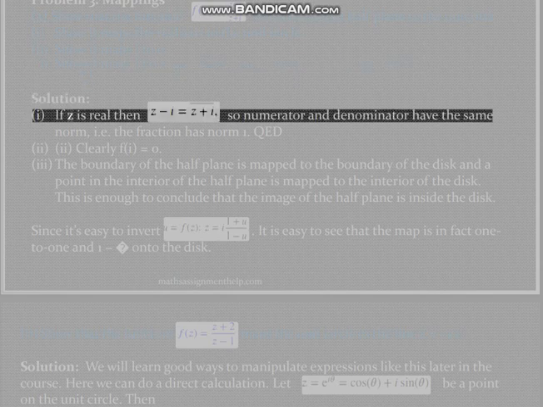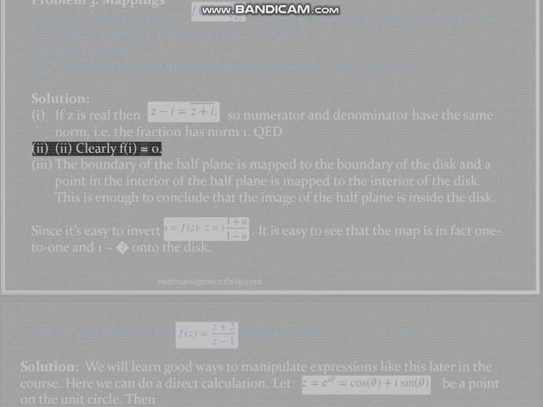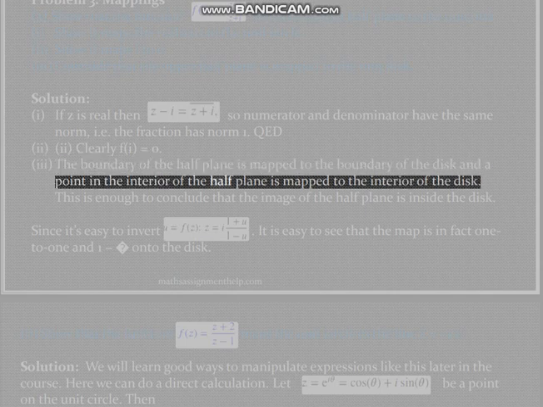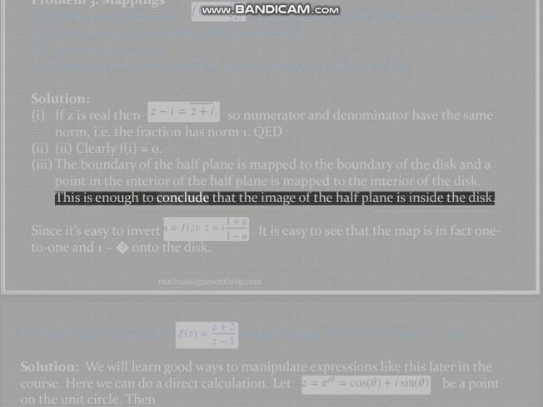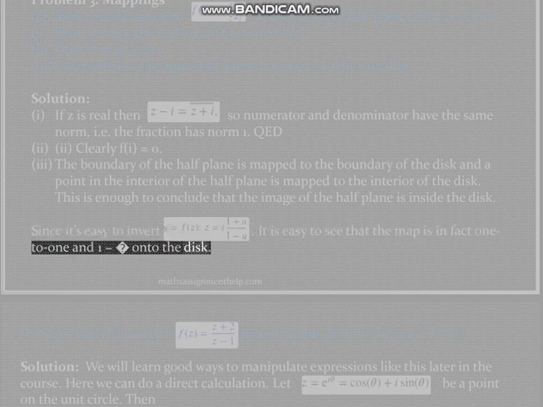Solution. 1. If Z is real, then the numerator and denominator have the same norm, i.e. the fraction has norm 1. QED. 2. Clearly f(i) equals 0. 3. The boundary of the half-plane is mapped to the boundary of the disk, and a point in the interior of the half-plane is mapped to the interior of the disk. This is enough to conclude that the image of the half-plane is inside the disk. Since it's easy to invert, it is easy to see that the map is in fact 1-to-1 and onto the disk.